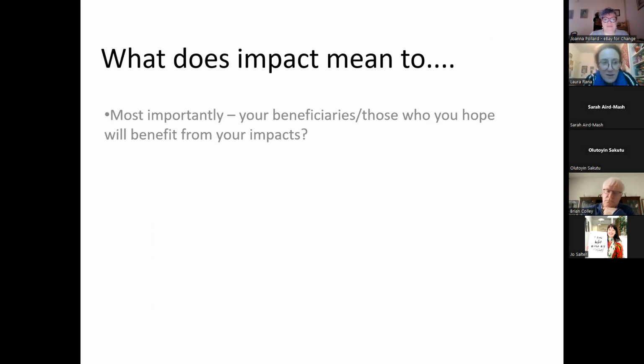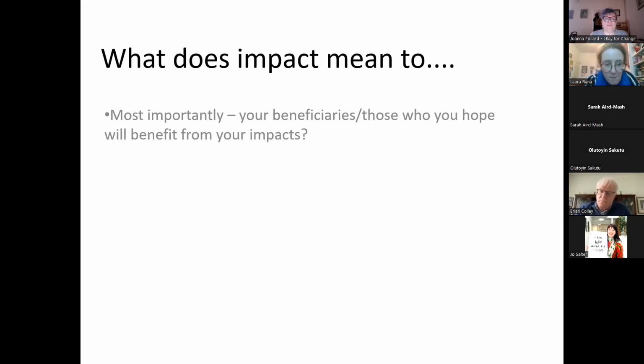Okay. Well, I just wanted to start by asking if anyone is willing to share what you mean by impact, because it's a term that's quite complicated and has different meanings to different people. I wondered if anyone wanted to share what impact means to different stakeholders. Most importantly, whether you use the term beneficiaries, which I know a lot of people don't like, the people that your social enterprises are hoping to benefit, and how they conceptualize impact.